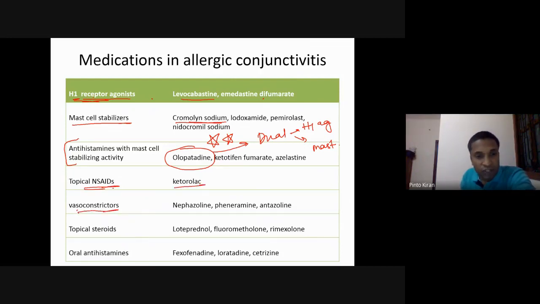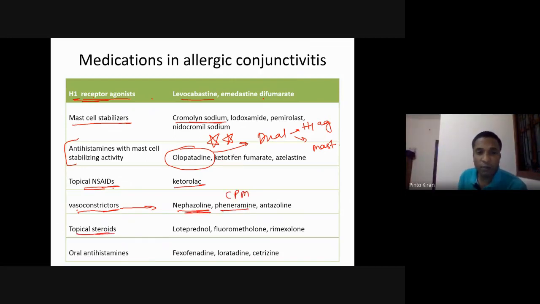You have vasoconstrictors, because whenever the mast cell gets degranulated, the inflammatory agents will cause vasodilation. So the vasoconstricting agents are like naphazoline or CPM, chlorpheniramine maleate.